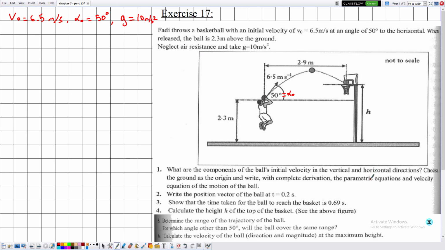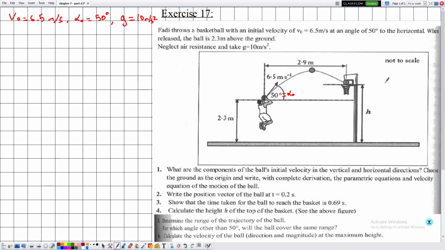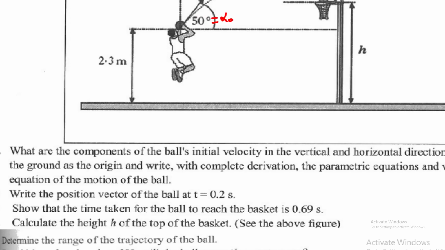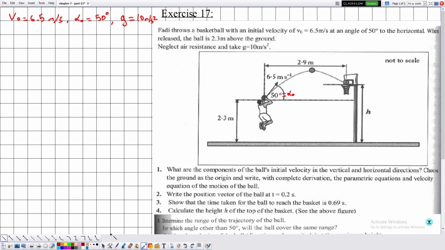Now, part 1. Notice that here we didn't choose a reference system. In number 1, they are asking what the components of the ball's initial velocity are in the vertical and the horizontal direction. Choose the ground as the origin. This is extremely important. So here they are forcing me to choose the origin to be the ground. So this is the positive x-axis because the origin is contained here, and this is the positive y-axis.